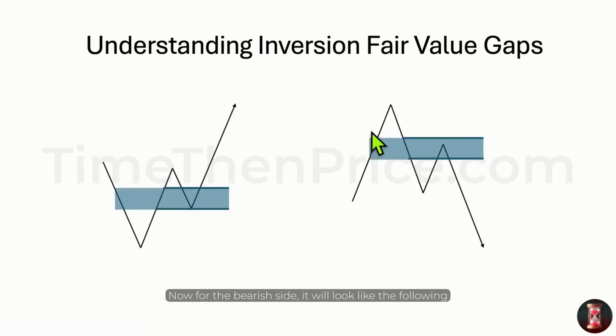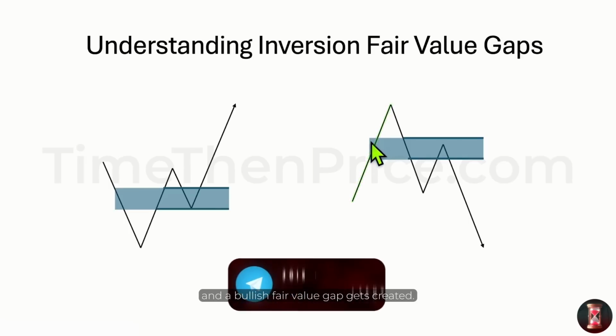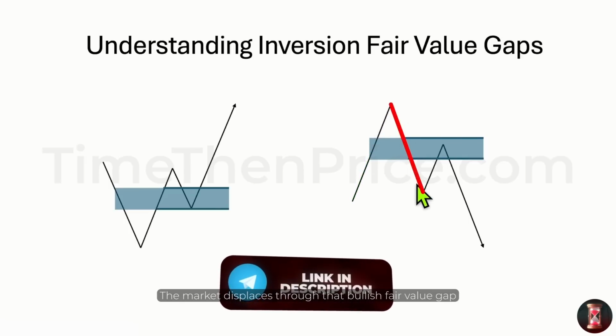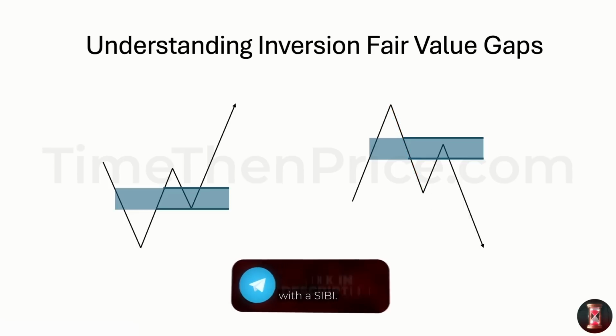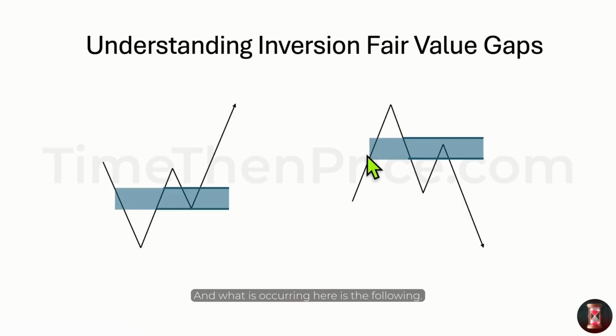Now for the bearish side, it would look like the following, where we can see that the market expands higher and a bullish value gap gets created. The market displaces through that bullish value gap with a bearish value gap, with a CB. And what is occurring here is the following. We initially saw a lack of sell-side delivery during this leg higher. That is why the BC got created. We then saw a lack of buy-side delivery during the leg lower. That is why the CB got created. The market has to retrace into that CB to offer buy-side once more to balance out this price range before it is allowed to expand towards the downside. That is why your inversion value gaps work the way they do.